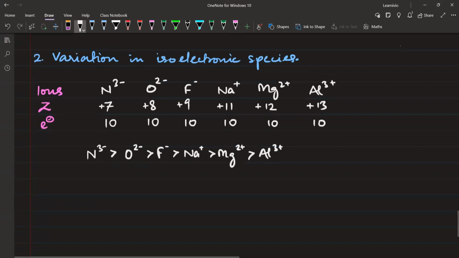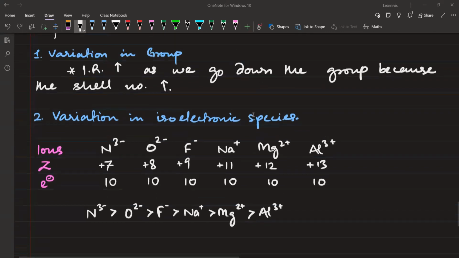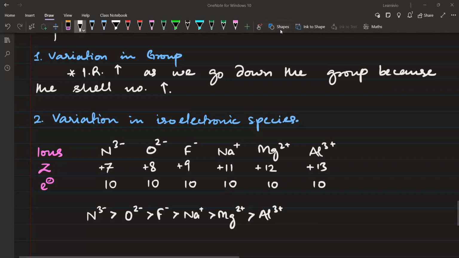एक और इससे कहा जा सकता है, connecting the first point again. First point: ionic radius increases as we go down the group because shell number increases. In a group, if you go down, for example, if you have lithium positive, sodium positive, potassium positive, तो ऐसे आप नीचे जाइएगा तो क्या होगा? You're going down the group. If you're going down the group, then the shell number will increase. If the shell number is higher, then the ionic radius will also be higher. You got it, Jaina? Yes, sir.